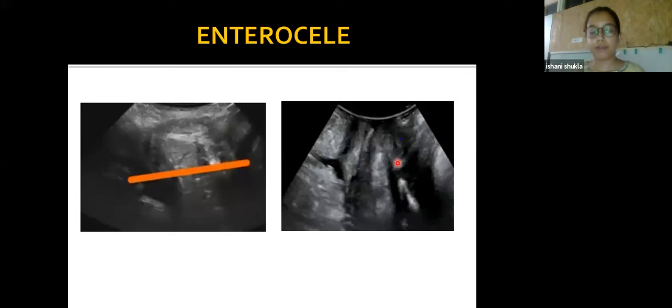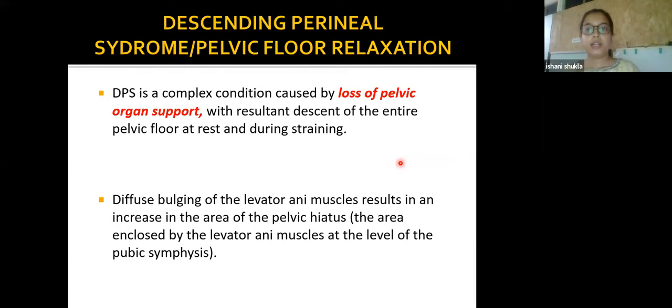Descending perineal syndrome or pelvic floor relaxation. This is a different entity which is not seen as pelvic organ prolapse. Descending perineal syndrome is a complex condition caused by loss of pelvic organ support with resultant descent of the entire pelvic floor at rest and also during straining. So there is a descent of the entire pelvic floor, including all three compartments, or it can be isolated to the posterior compartment also. Diffuse bulging of the levator ani muscles results in an increase in the area of the pelvic hiatus. So this is on ultrasound, and the MRI features will be discussed later.